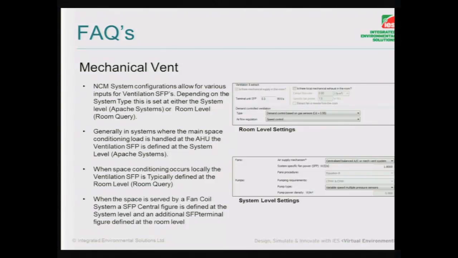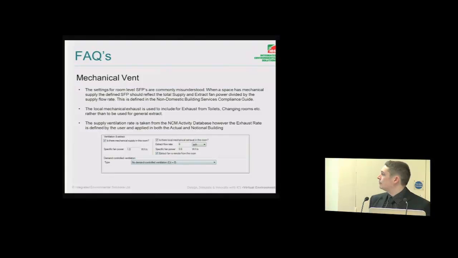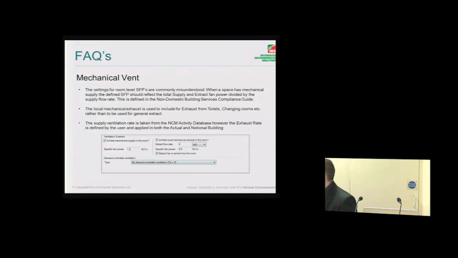Okay. Now, again, moving on from that, what again causes quite a lot of confusion for users is where they've got the option here of setting at the local level mechanical supply and mechanical exhaust. Now, the non-domestic building services guide stipulates that the specific fan power should be calculated by taking the total power consumption of both the supply and extract fans and dividing that by the supply airflow rate to the space. So that's effectively what should be entered in our box on the left-hand side. So it's the aggregated SFP.